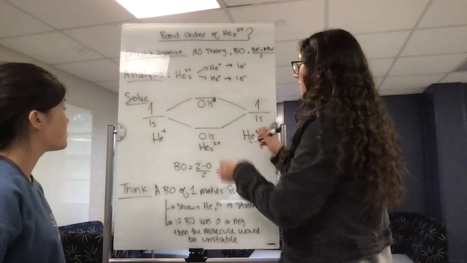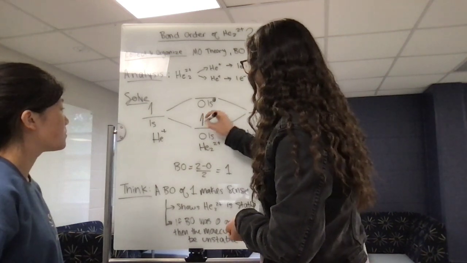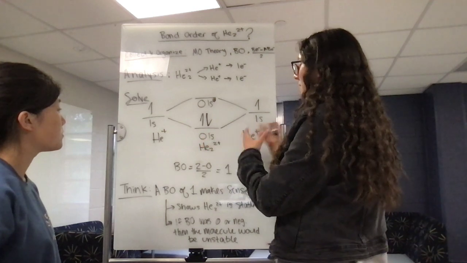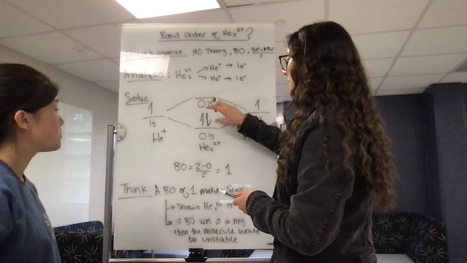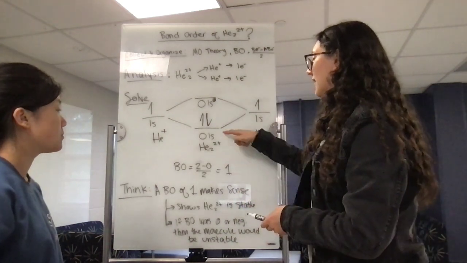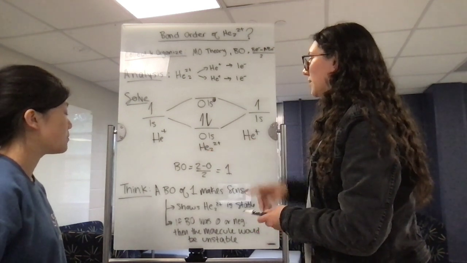And then when combining them, we're going to remember the Aufbau principle, which is starting on the lower orbital, and Hund's rule, which is making the most unpaired electrons. And remembering that when putting electrons together, the spins are going to be opposite. So now we see that there are 2 electrons in He2 2+.